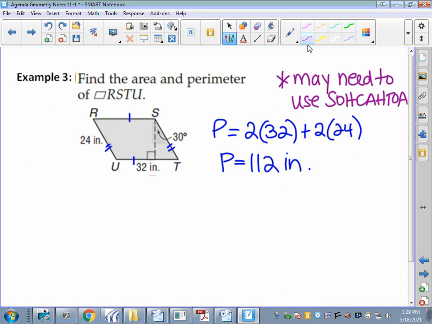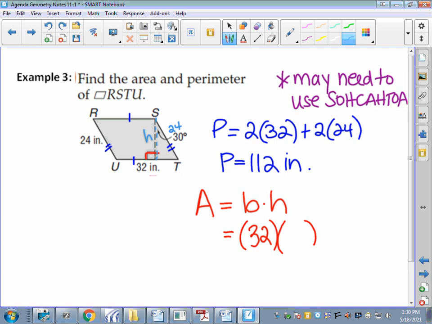The area is base times height. Well, the base is pretty easy, wouldn't you agree? That's 32. I see a line that's perpendicular. If I could figure out this line, I could know what my height is going to be. I'm going to put an H on that height. And then I'm going to look at this diagram. Let's see, we said that this side over here, ST, was 24. They give us this angle here is 30, and I want to know H.